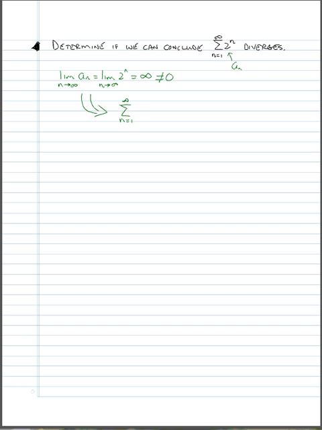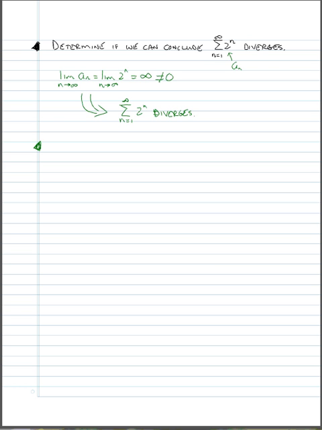The only way the series can converge, the only chance it has of converging, is if the limit of a sub n is 0. And it doesn't say that if the limit of a sub n is 0, then it will converge. But that's the only chance it has of converging. Okay, let's consider it differently.